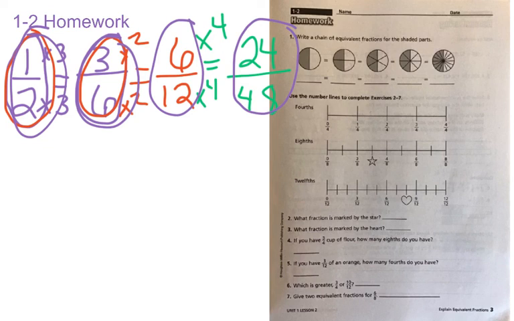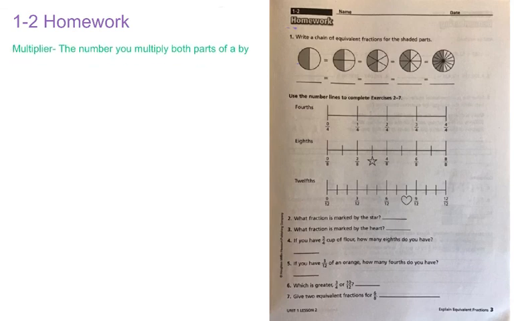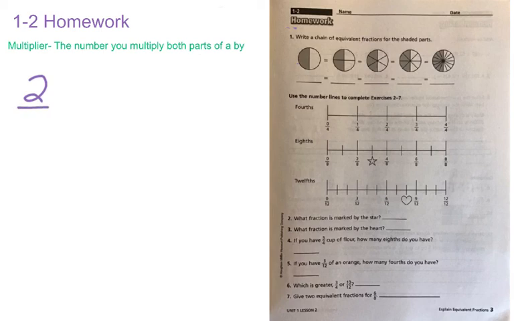The number that we used in each of these, like here we multiplied the top and the bottom by 4. Here we multiplied the top and bottom by 2. And here we multiplied top and bottom by 3. That number is called the multiplier. We're going to go ahead and do one more practice on using a multiplier to find equivalent fractions. We'll use 2/3 as our example.